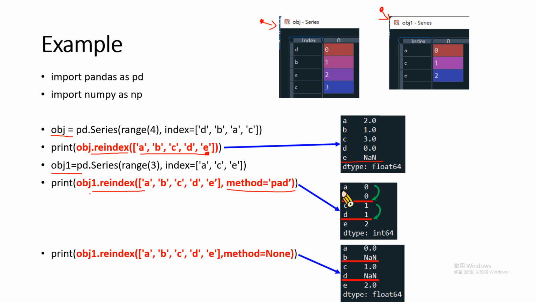So you see here, A, C, E is the original index, and the values are here, 0, 1, 2. And B and D are new indexes, and the value should be NaN for B.